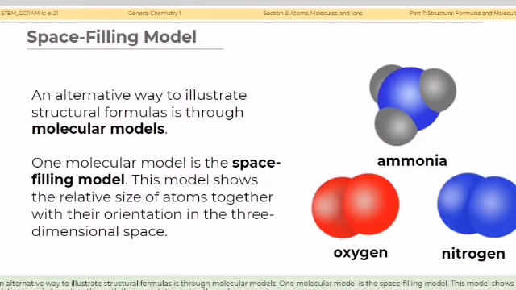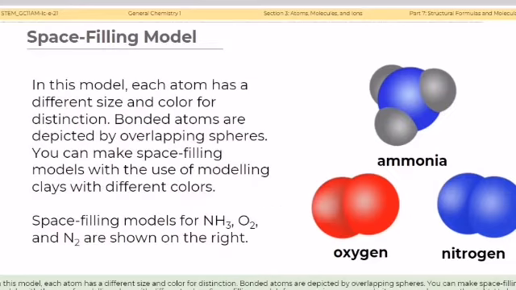An alternative way to illustrate structural formulas is through molecular models. One molecular model is the space-filling model. This model shows the relative size of atoms together with their orientation in the 3-dimensional space. In this model, each atom has a different size and color for distinction. Bonded atoms are depicted by overlapping spheres.